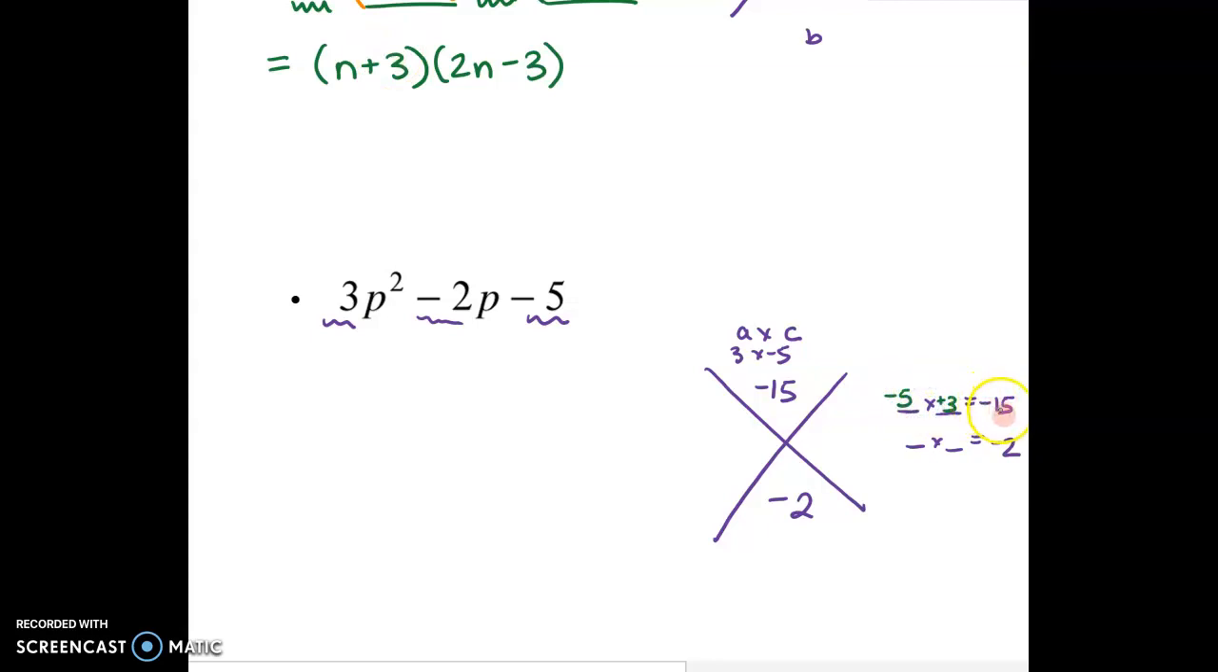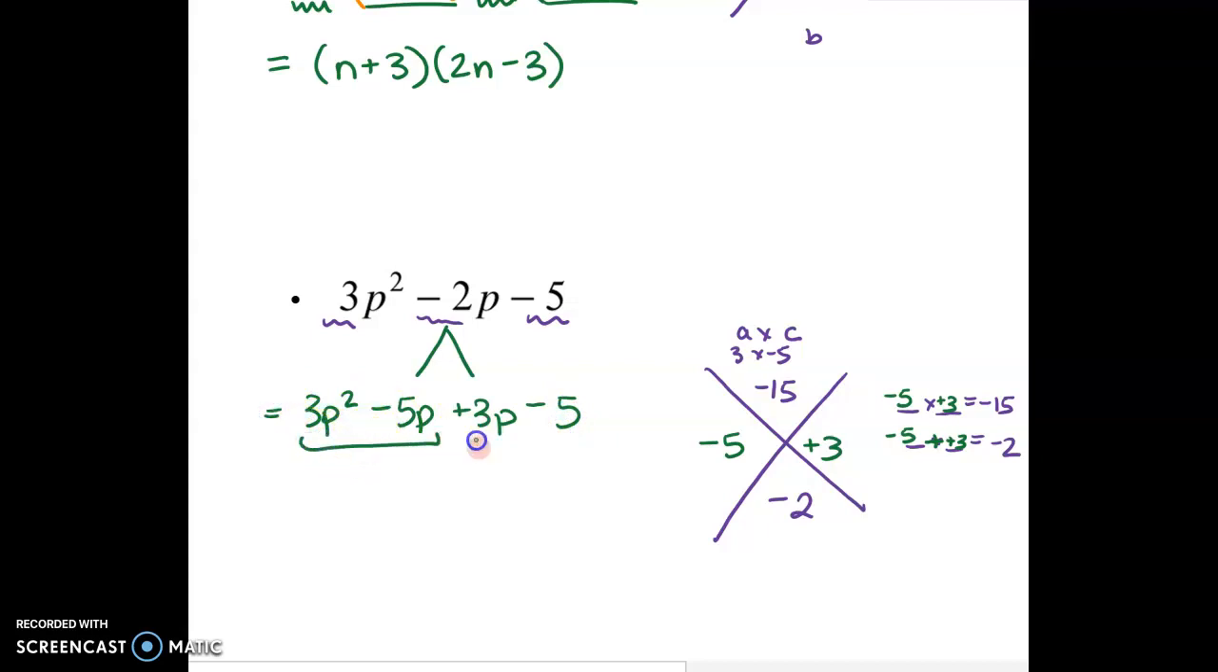Multiply gives me negative 15. But when I add them together, I should get a negative 2. So negative 5, positive 3. Break down your middle term of your trinomial to become a negative 5p and a plus 3p. And then I'm going to do minus 5 here and a 3p squared here.